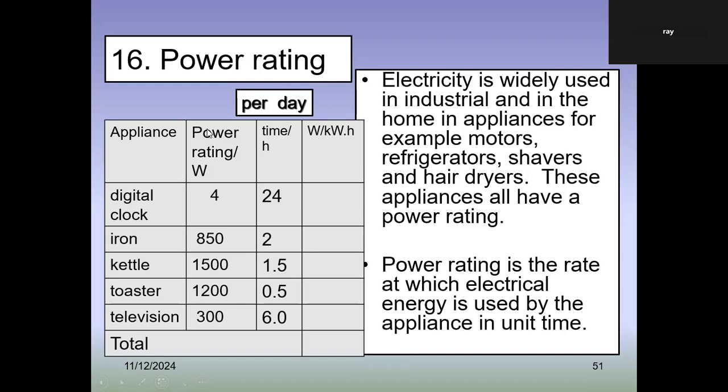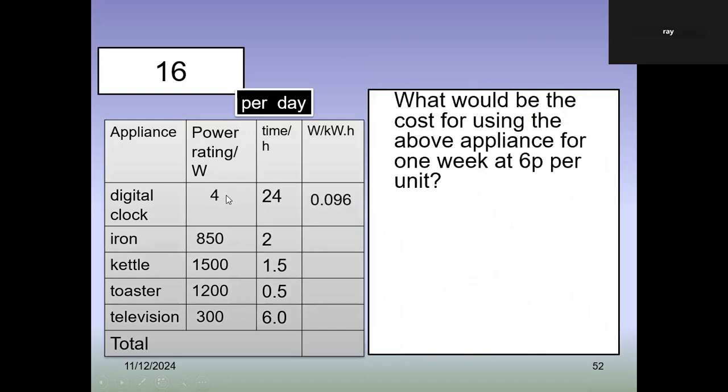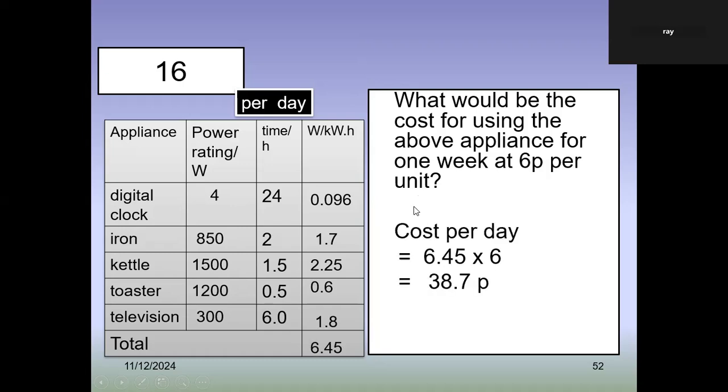Okay, so you multiply out, will give you the total energy used by this digital clock. And then if it's 6 pence per unit of electricity, then you can calculate. Total is 6.45. Very simple calculation only. Okay, so it's about 39 pence. Okay with that? Okay, what question you want to ask?